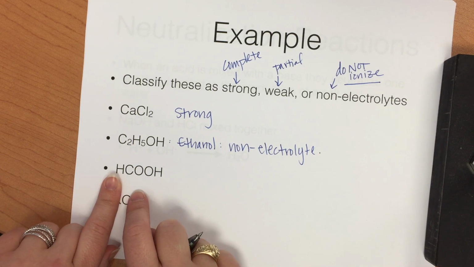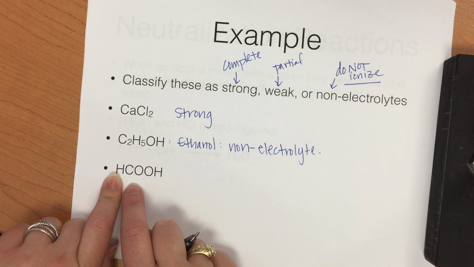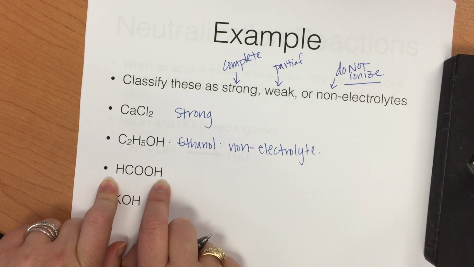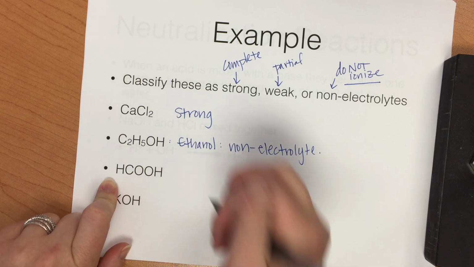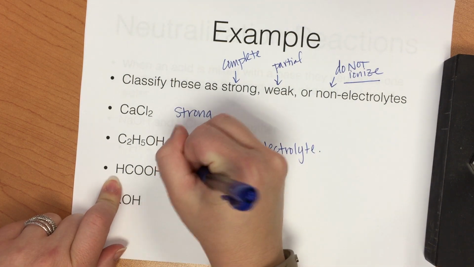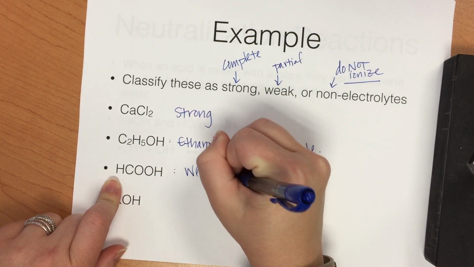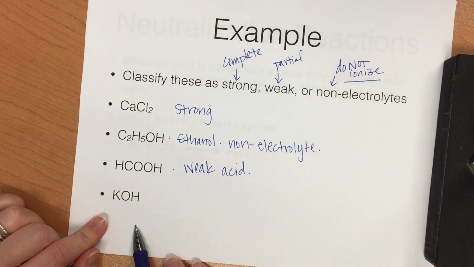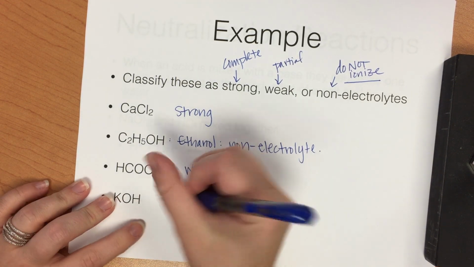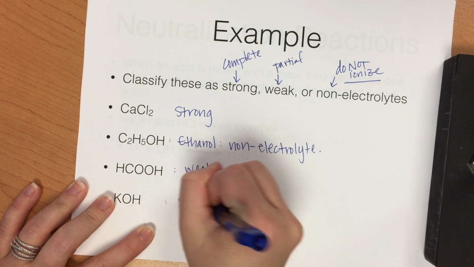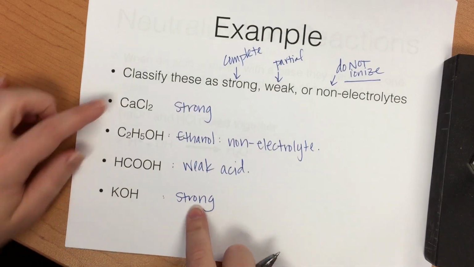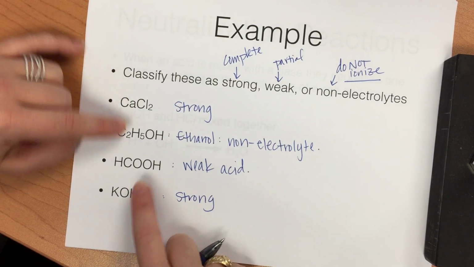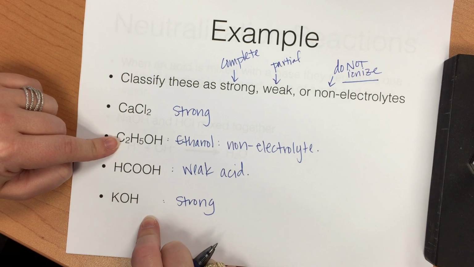So the next one here is formic acid, and this isn't on our list, but we know that this is not a strong acid. So therefore, it must be a weak acid. Okay, and so potassium hydroxide is on our strong base list, so we know that this is a strong electrolyte. And so these two will completely dissociate. This one will dissociate partially. This will not dissociate at all.